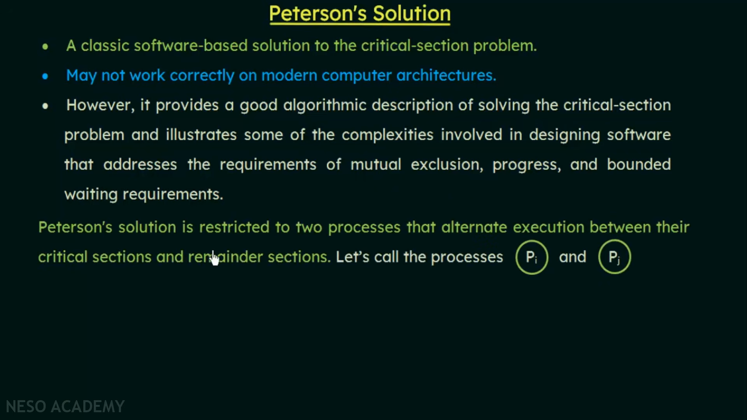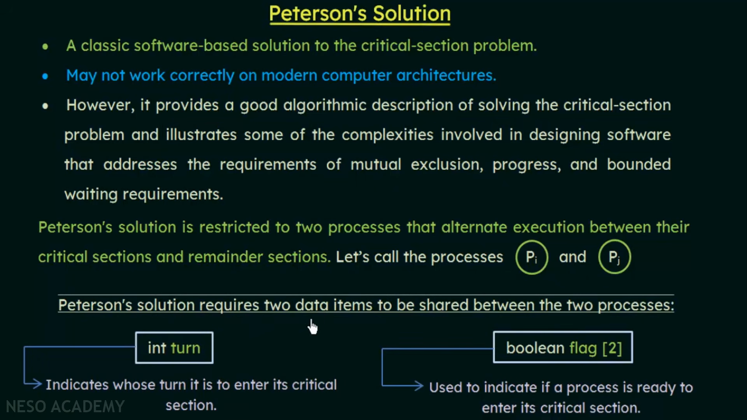Peterson's solution is restricted to two processes that alternate execution between their critical sections and remainder sections. For understanding, let us call the processes Pi and Pj. These are the two processes we are going to discuss. Peterson's solution requires two data items to be shared between processes Pi and Pj. They are the turn and flag variables. So let's see what they are.